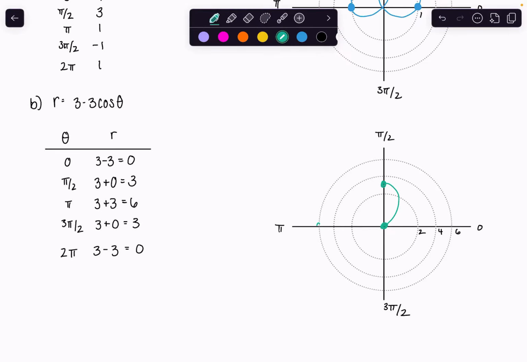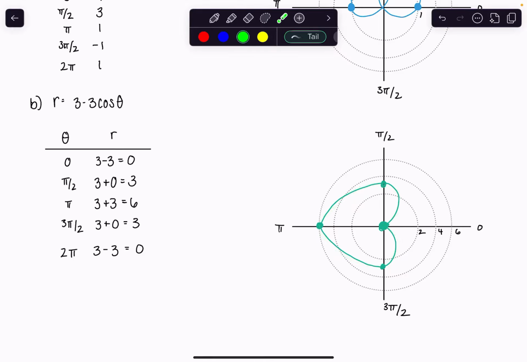Then at pi, our radius is 6. So again, go back and connect the dots. At 3 pi over 2, it's 3. So we go and connect, and then we have to come back to the origin so we get that nice symmetric shape. All of these are going to have nice symmetry. But you can see this is called a cardioid. This one looks a little bit more heart-like.